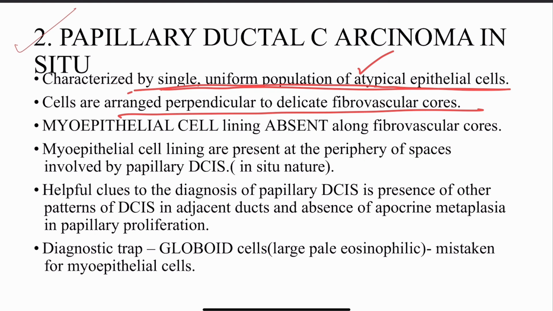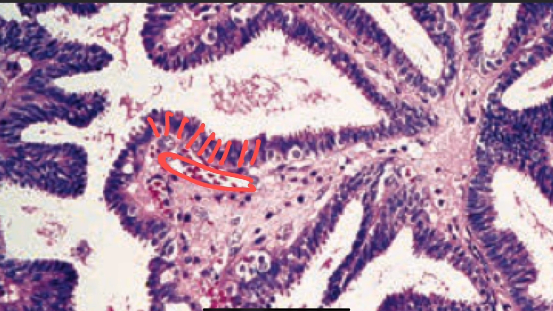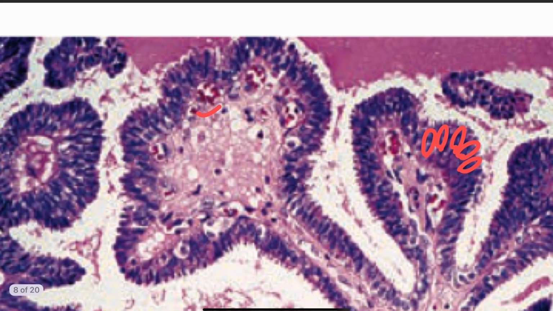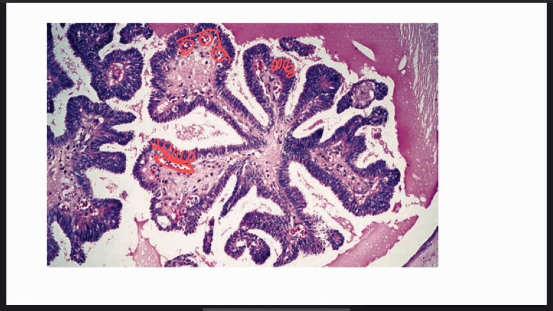And myoepithelial cell lining, they are absent along the fibrovascular cores. This is a fibrovascular core. You cannot find any myoepithelial cell here. Only epithelial component is there. So this is again a fibrovascular core. You cannot find any myoepithelial cell lining here. Only epithelial component can be seen.